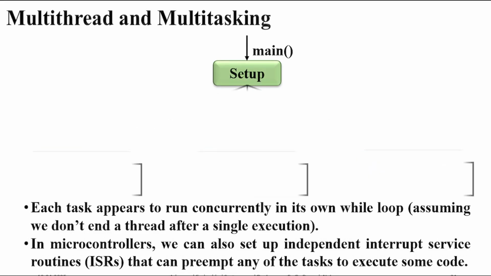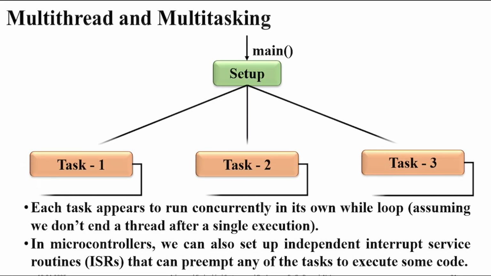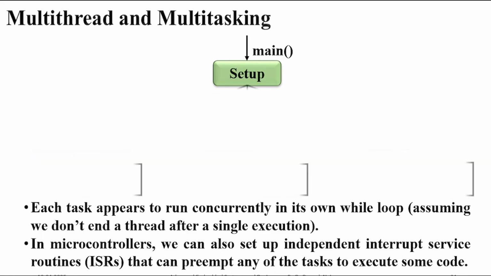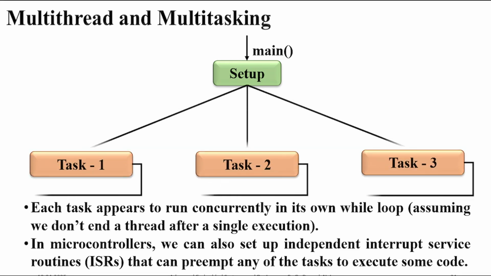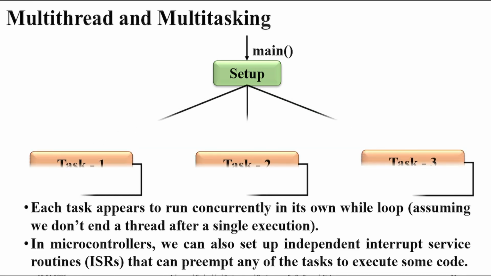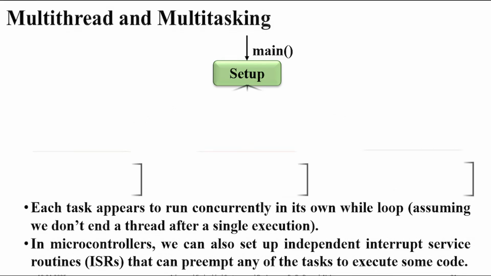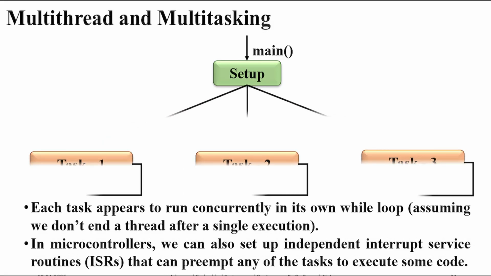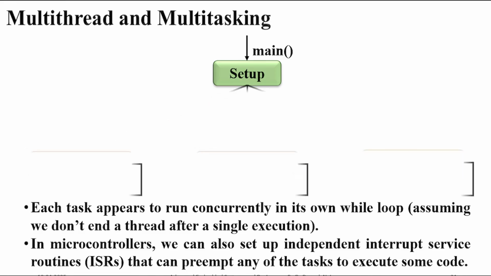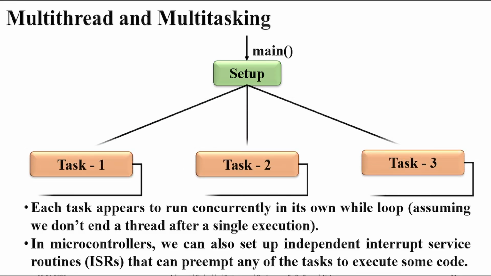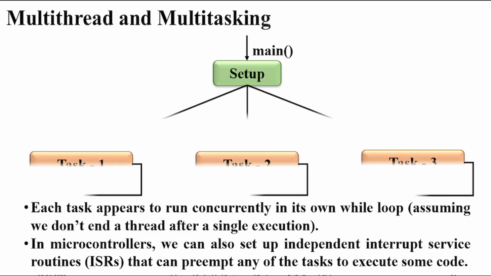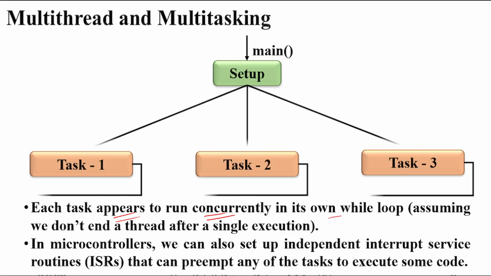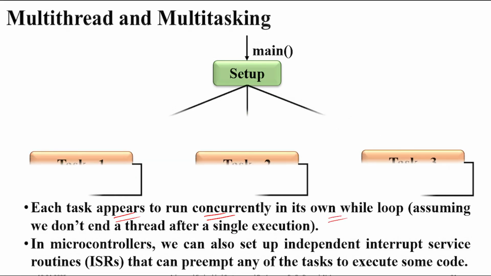In our case, if they run too fast, it appears that tasks 1, 2 and 3 are running simultaneously, but this is not the reality. So what we are doing here is breaking down the super loop into smaller tasks and running all these tasks in a timely manner. Each task appears to run concurrently in its own while loop.